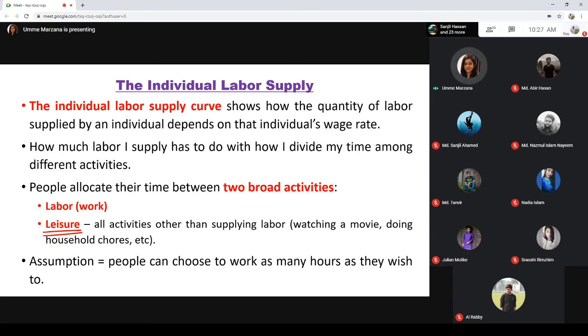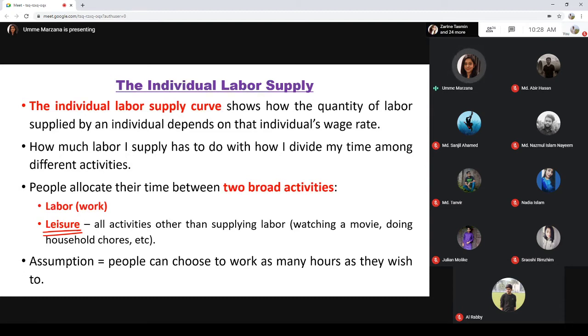That we have flexibility, we have control over how many hours we want to work, how many hours we want to supply in the labor market. Now, ultimately, how do I decide if I should spend 1 hour on working or 1 hour on leisure activities? Again, here I am coming back to marginal analysis. We are comparing between the marginal benefit of working 1 more hour versus the marginal cost of working 1 more hour. If I work 1 more hour, what is the benefit I will receive from working?